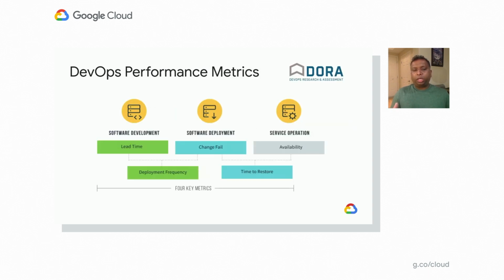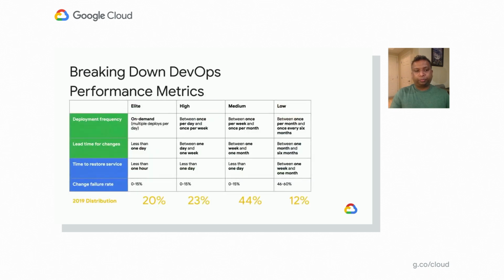So when the DORA team looked at the organizations and tried to evaluate them, they evaluated them on four key parameters. The first one is the lead time required for deployment. The second one is how often can you deploy. The third one is how quickly you can recover and change in case of a failure. And the last one was what is the time required to restore in case of an issue.